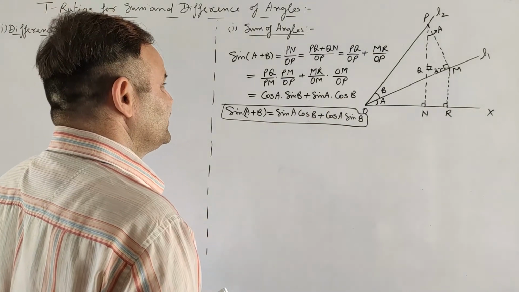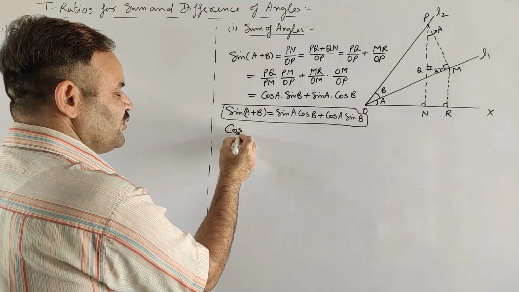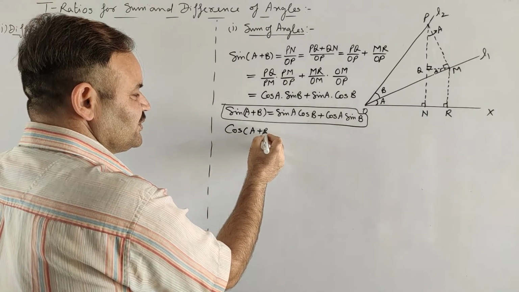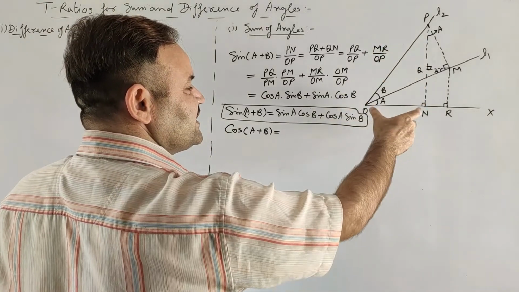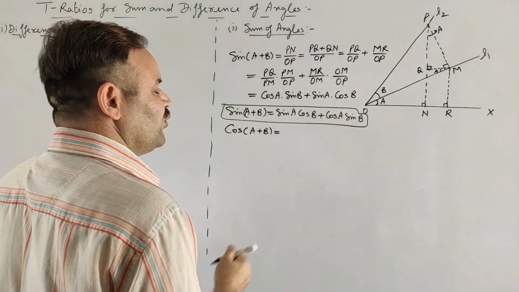Now if we come to the cos of sum of two angles, cos A plus B, then cos being base upon hypotenuse, it will be ON upon OP.